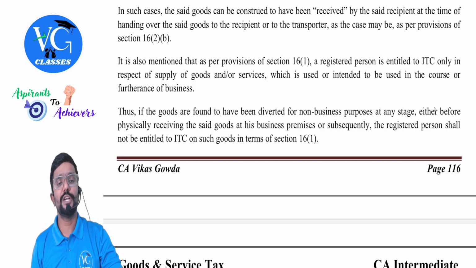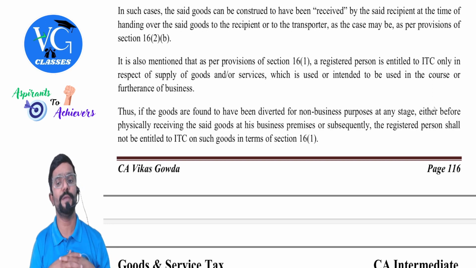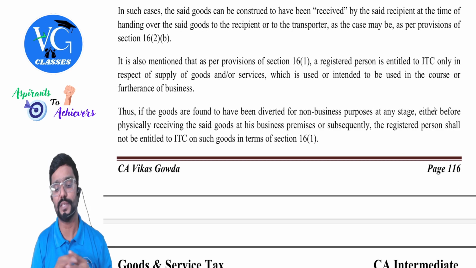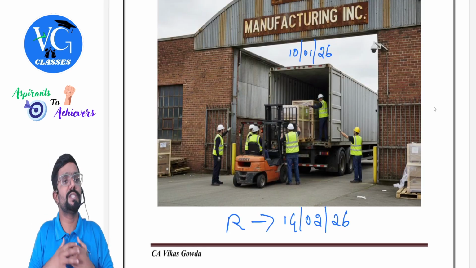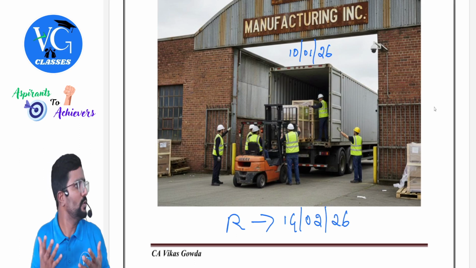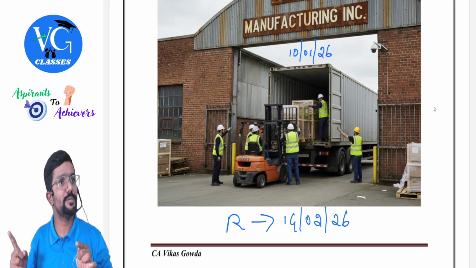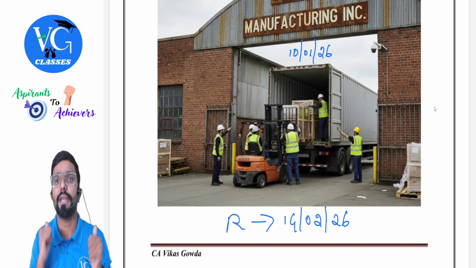It is also mentioned that as per the provisions of section 16 subsection 1, a registered person is entitled to ITC only in respect of supply of goods and services which are used or intended to be used in the course or furtherance of business. Sir, what if by chance these goods are used by the recipient for personal purpose? Can he claim credit? No, no, no, no. Only if he is intending to use it for business purpose, he can claim the credit, guys.